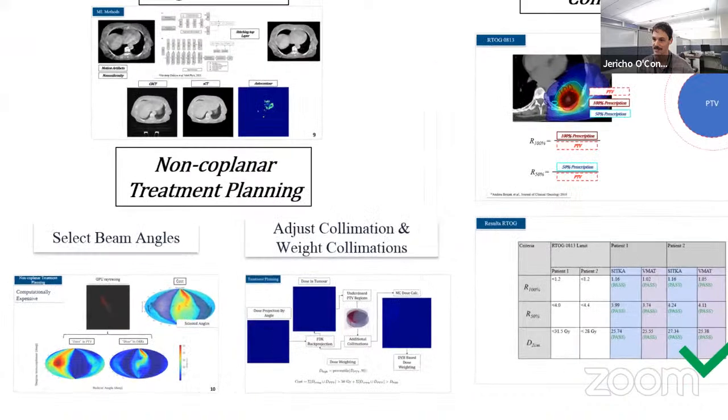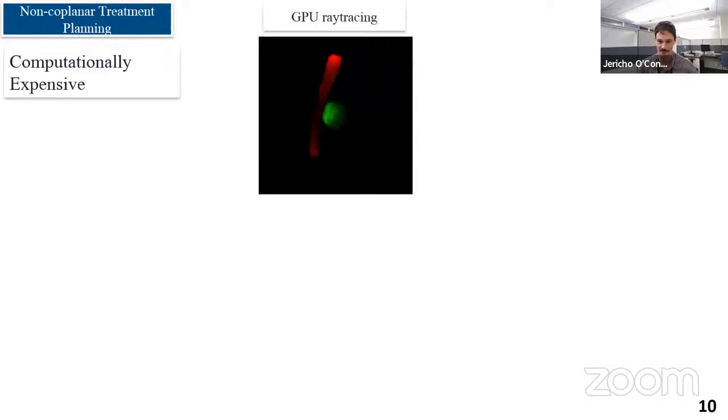So now that we had that, you go to the non-coplanar treatment planning. And this tends to be computationally expensive. So a way around that was to have an initial step of GPU ray tracing to get initial estimates of the dose at all the angles that you were planning to hypothetically treat at. This is GPU ray tracing through the spine, shown in red, and through the PTV, shown in green.